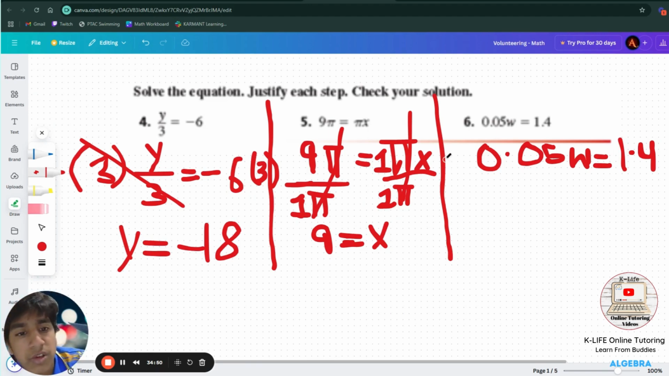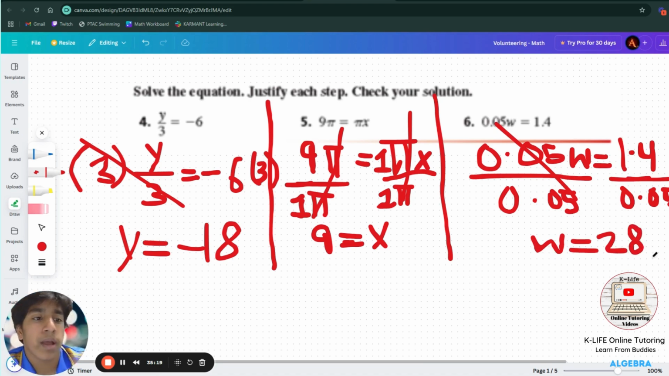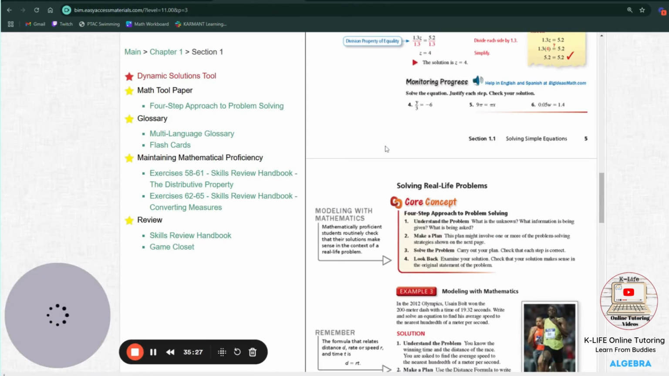Alright, so number 6 is saying 0.05 w equals 1.4. So you want to isolate the w and give it a value. You would divide by 0.05 on both sides. You cancel this out, and w will equal 28. So, yeah, hope you got all of these correct.